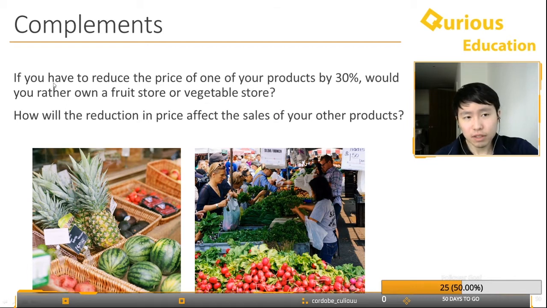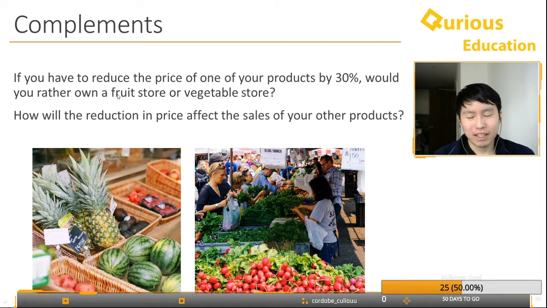So complements. Before we talk about cross elasticity of demand, we need to look at complements and substitutes. Let's have a think about what complements are. If you had to reduce the price of one of your products in your store, would you rather own a fruit store or a vegetable store? Those two might seem very similar, but actually there is a preferable store to own in this situation.